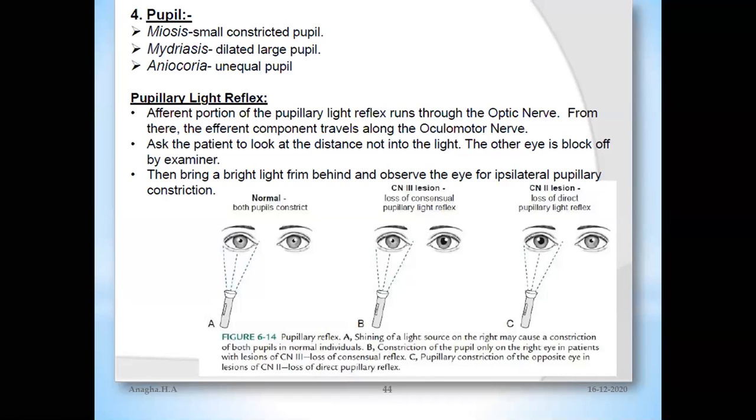The pupillary light response is next tested. Sorry, I have to tell you the order. First is pupillary size; we are measuring the pupillary size first. Then we are measuring the pupillary light reflex. In the pupillary light response, a bright light is shown on each eye individually, and the pupils are examined for direct and consensual pupillary constriction.